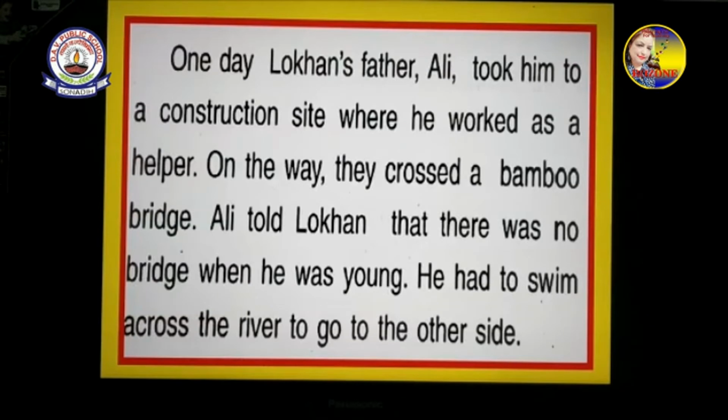On the way they crossed a bamboo bridge. You will see a bamboo bridge. What type of bridge do we have? Bamboo bridge. Ali told LOKHAN that there was no bridge when he was young. Means LOKHAN'S father told him when he was a small boy, that time there was no bridge. So how did they used to cross the river? He had to swim across the river to go to the other side. If he had to go to the other side of the river, he had to swim. Followed? He had to swim and go to the other side.